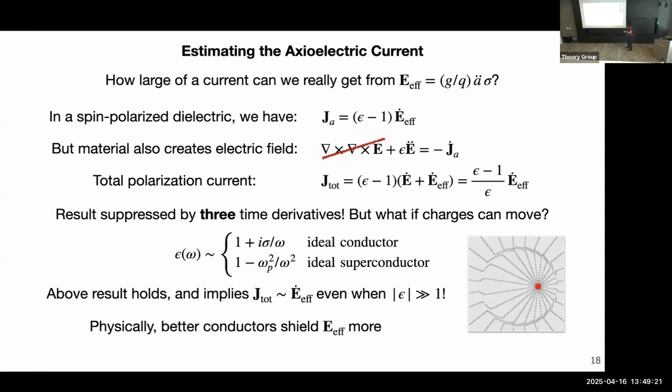And so that means that no matter what you do, you're never going to get parametrically more current than E effective dot, which is 3 time derivatives. So that's why you can never get the enhanced current I was talking about in the previous slide.